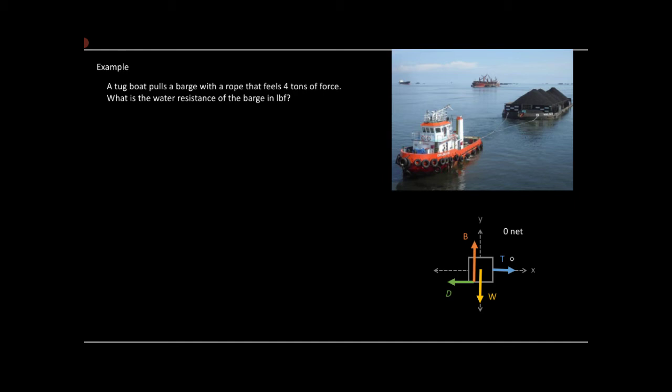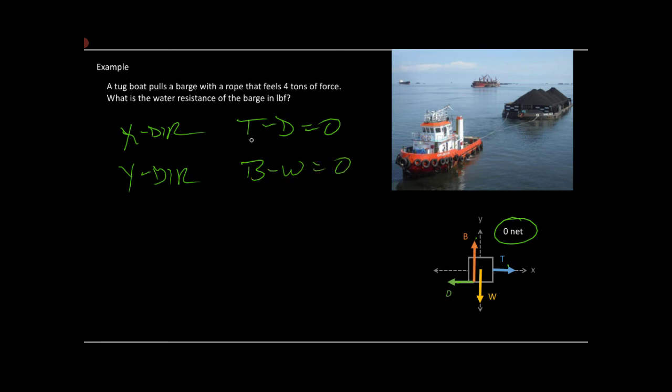From this, we can read this, we can say in the x direction, T minus D is equal to 0. And in the y direction, B minus W is equal to 0. So that's like saying the tension is going to be equal to the drag force and the buoyancy is going to be equal to the weight. We only care about the drag force, so we want this guy.